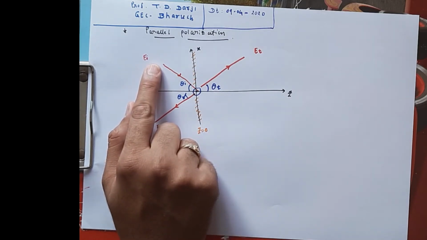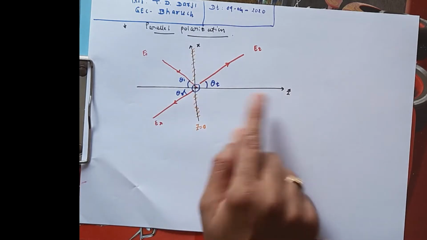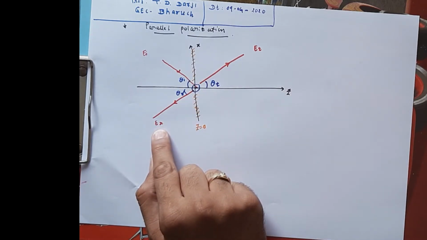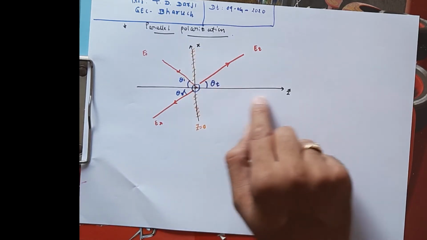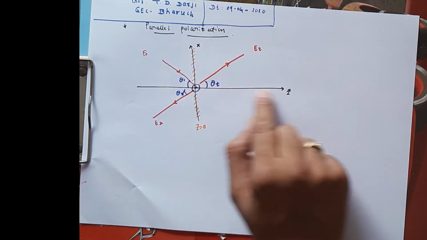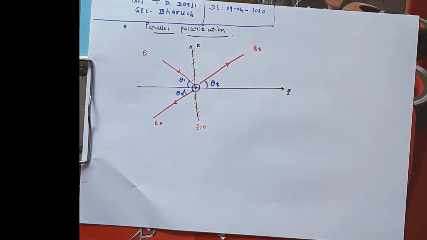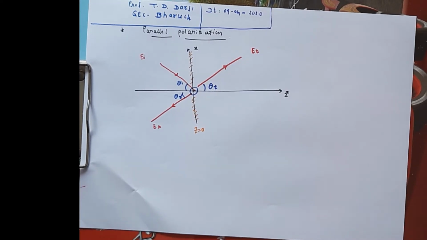The incident electric wave is propagated in which direction? In both x and z direction. Similarly, the reflected electric field propagates in x and z direction, and the propagation direction of the transmitted wave is also x and z direction. See here, the propagation direction and field direction are both different, as we discussed in our last theory.